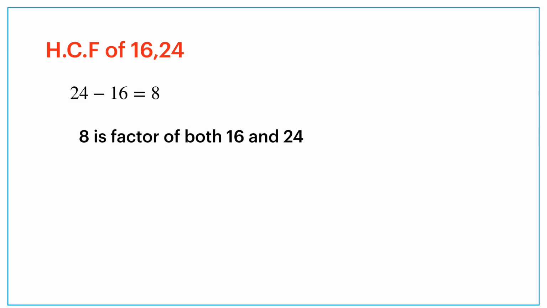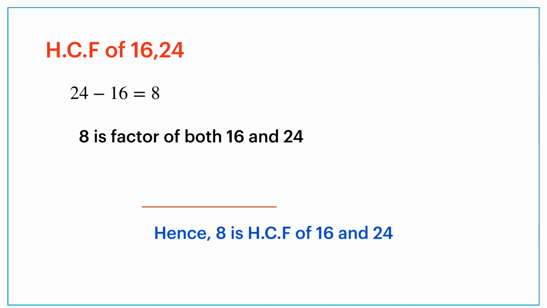Let's take another example. What is the HCF of 16 and 24? First, find the difference between 24 and 16. That is, 24 minus 16 is 8. Since 8 is a factor of both 16 and 24, we can conclude that the HCF of 16 and 24 is 8.